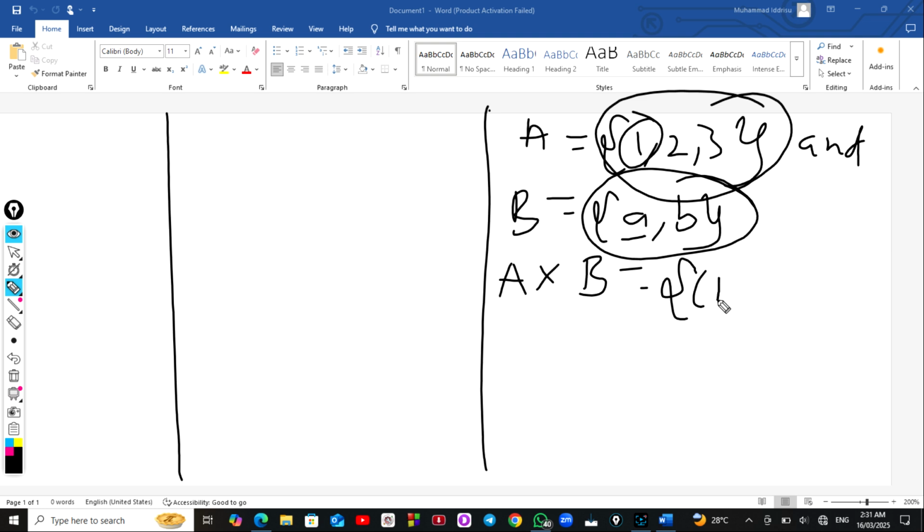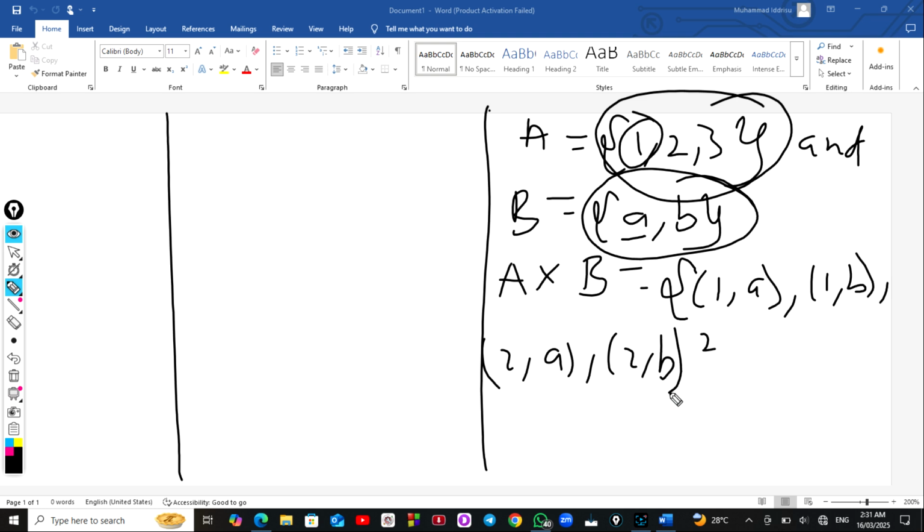So we have (1, a), (1, b), then we take 2 again. We will take (2, a), (2, b), then we take 3: (3, a), (3, b). You are done. So this is for the A part of question 3.